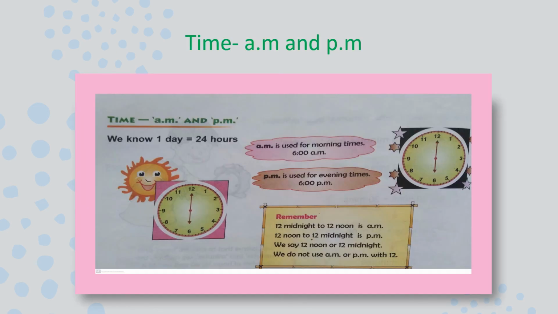Our next topic is time in AM and PM. We know one day is equal to 24 hours. AM is used for morning time, that is 6 AM, and PM is used for evening time, that is 6 PM. Remember, 12 midnight to 12 noon is AM and 12 noon to 12 midnight is PM.